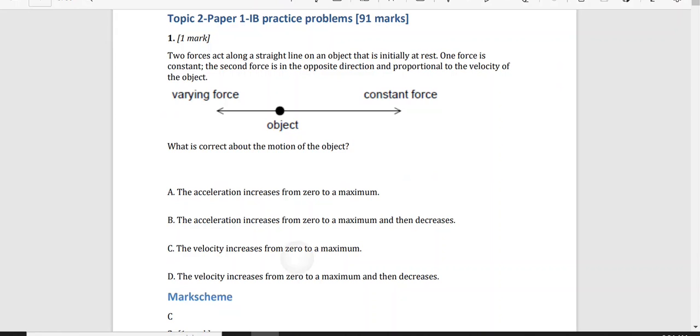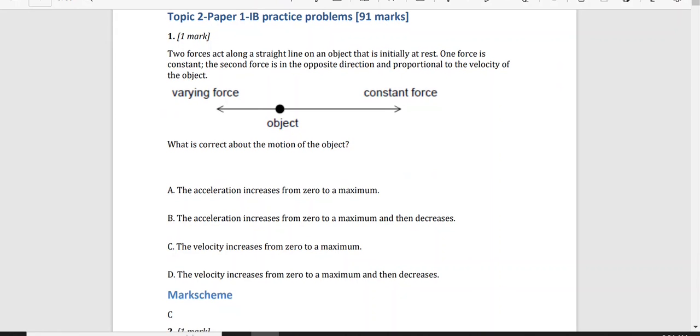The velocity increases since I have forces. And here I have varying forces. The velocity will increase from 0 until it reaches the maximum. Let's go to question 2.